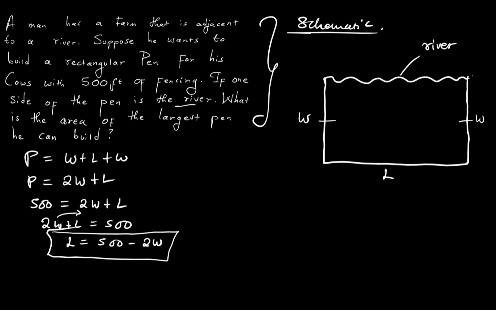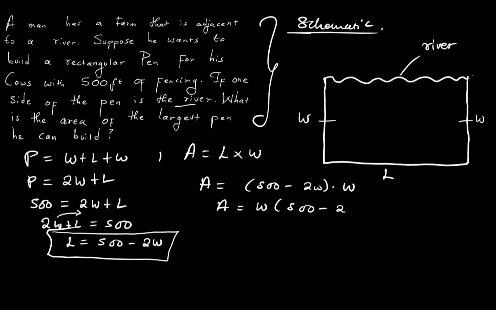Now remember, it's the area we're interested in. So area is equal to L times width. We have the length, which is 500 minus 2W, then times W. Therefore, area is the same as W times 500 minus 2W. Therefore, area is equal to 500W minus 2W squared.